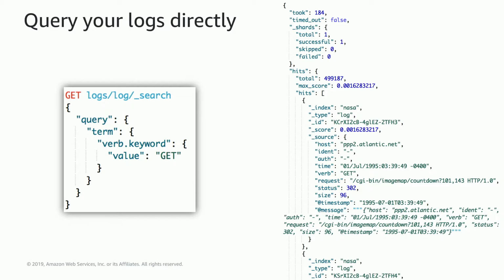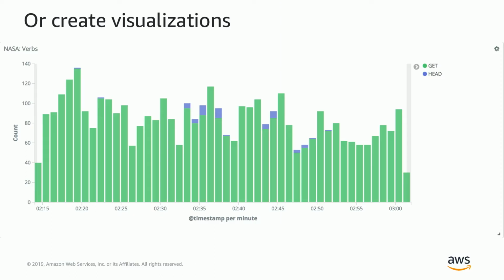When I look, I have even some cool graphics. So I have a metadata section in there that shows me how long it took, how many shards it hit, how many were successful. And then I have this section of hits. These are the original documents that I sent in as JSON, right? So I pull all this information back out along with my query result, right? Oh, it tells me how many hits too. 499,000 GET requests to NASA in July of 1995. Important historical information.